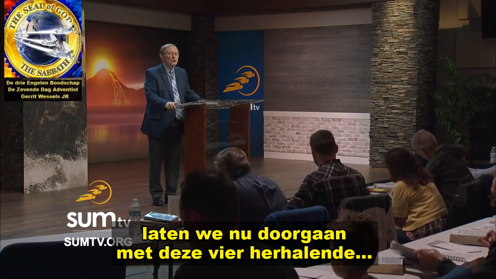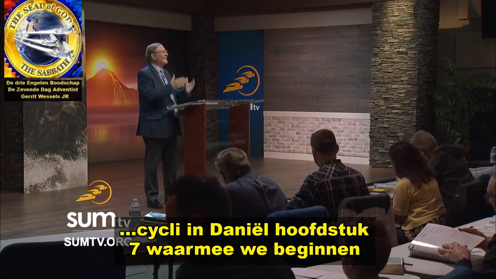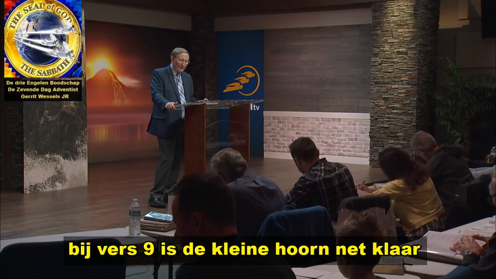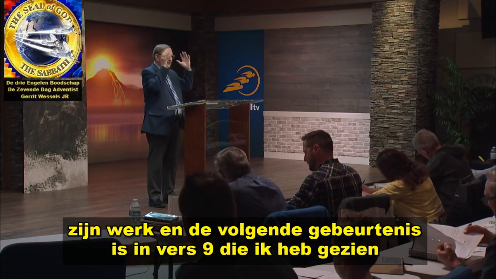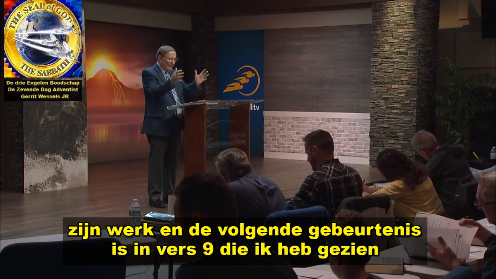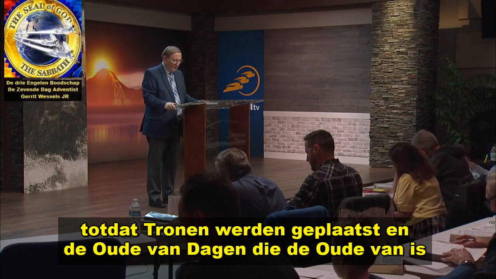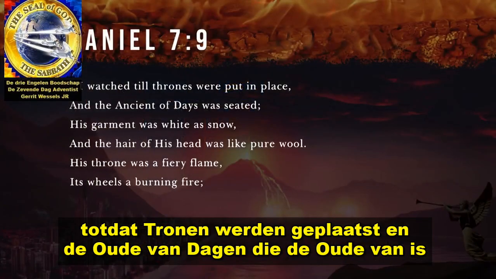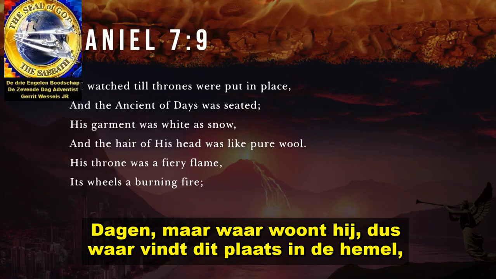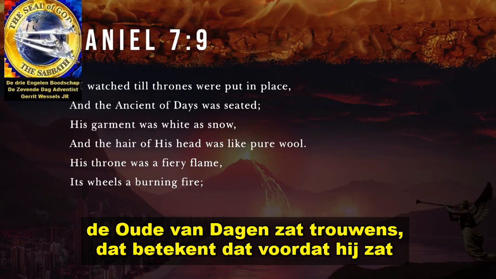Now let's pursue these 4 repetitive cycles in Daniel chapter 7. We'll begin at verse 9. The little horn has just done its work, and the next event is in verse 9. I watched till thrones were put in place, and the Ancient of Days, who is the Ancient of Days? God. Where does he live? So where is this taking place? In heaven. The Ancient of Days was seated.